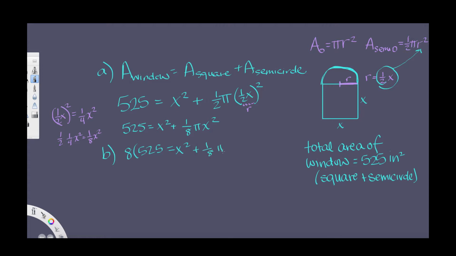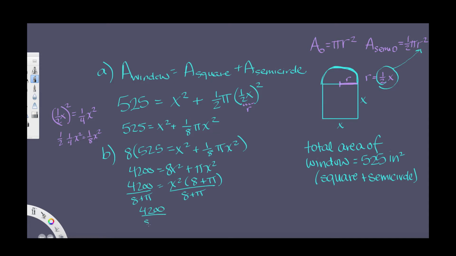I mean, you don't have to do that, but it just makes it a little bit friendlier. I have 25 times 8, so we have 4,200 equals 8x squared plus the 1/8 is going to go away, pi x squared. And now we could factor out the x squared, 8 plus pi, and then divide everything by 8 plus pi. And that's, of course, not pretty, but I'm just going to leave it like that.